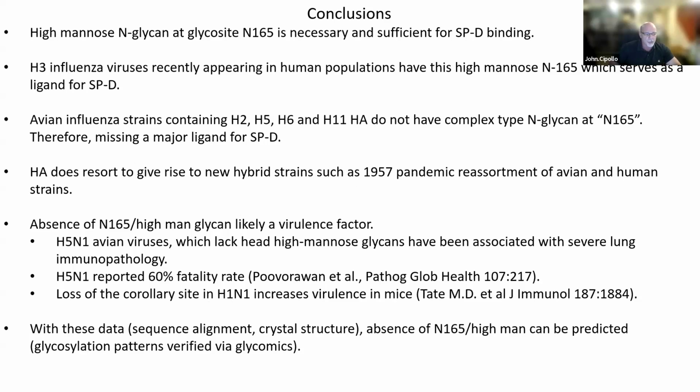There's been a range of reports in the literature where if that site is missing from, for instance, H3, that strain tends to be much more pathogenic. H5 species, which lack that high mannose, have severe lung immunopathy. And so the data seems to align with the importance of that SPD protein.